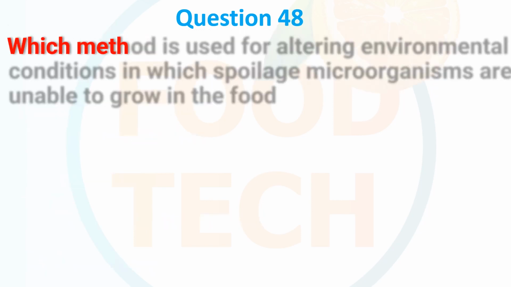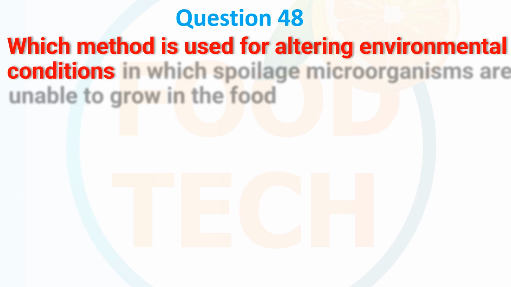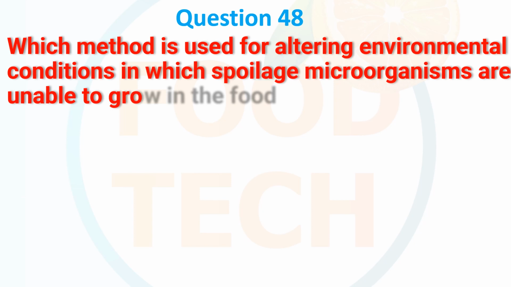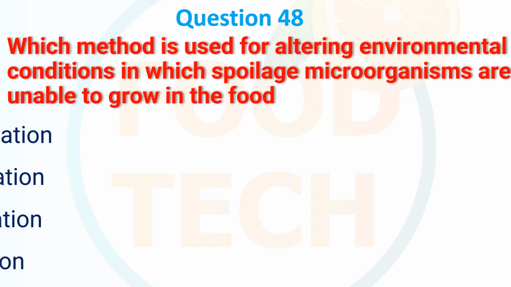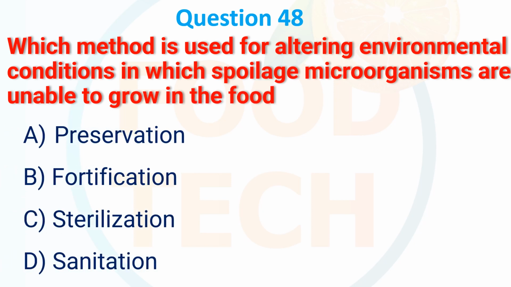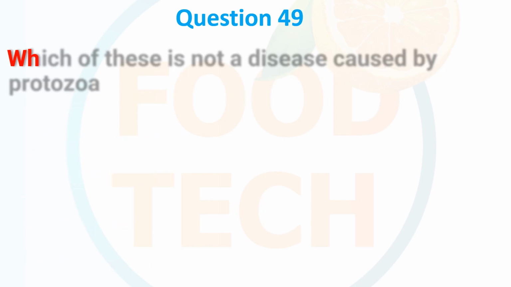Cross-contamination. Which method is used for altering environmental conditions so that spoilage microorganisms are unable to grow in food? A. Preservation. B. Fortification. C. Sterilization. D. Sanitation. The answer is A. Preservation.